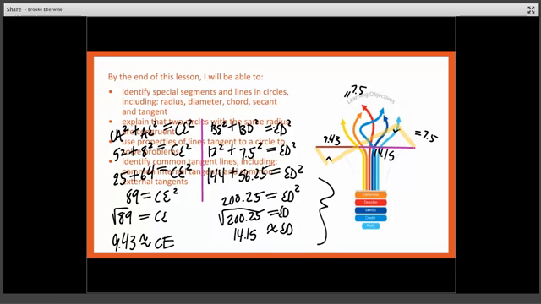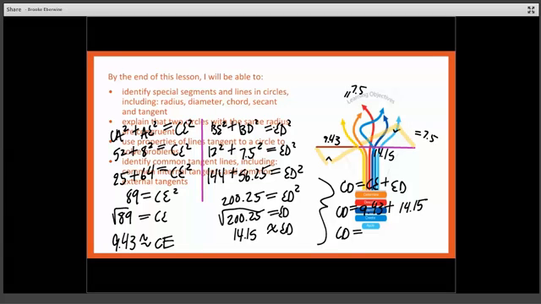So now we can come over here and we can find the distance between the two centers of the circle. So CD is what we're looking for. That is just CE plus ED. So CE was 9.43. ED was 14.15. And so that gives us our entire length, 9.43 plus 14.15, to be about 23.58 units.